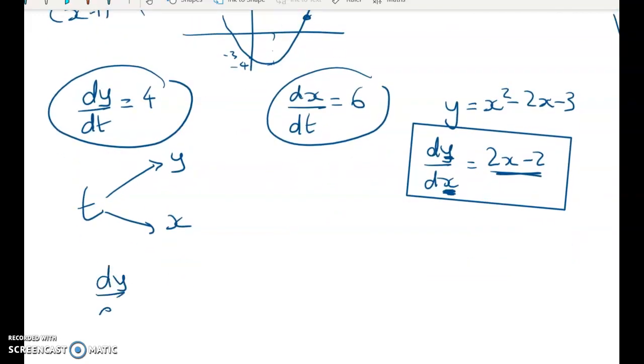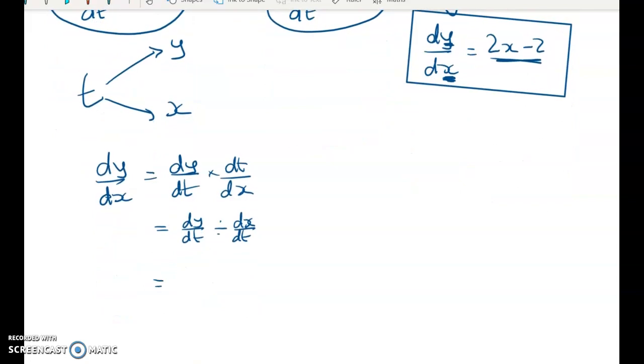So dy by dx is equal to dy by dt times dt by dx. And that's equal to dy by dt divided by dx by dt. And we know what they both are. Dy by dt is 4 and dx by dt is 6. So we get dy by dx is equal to 2/3.